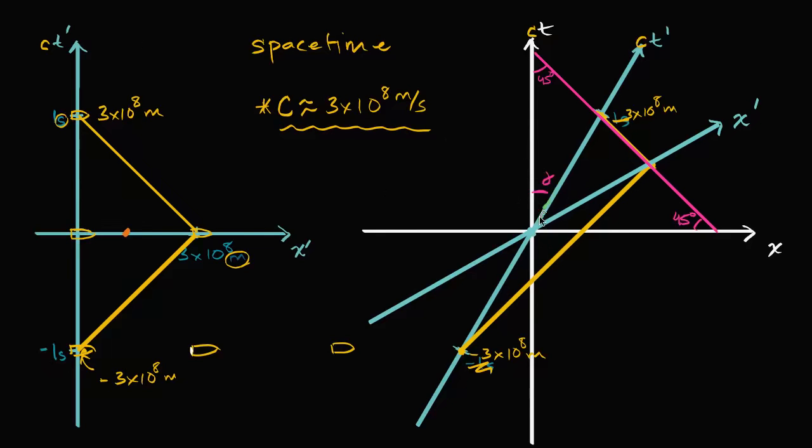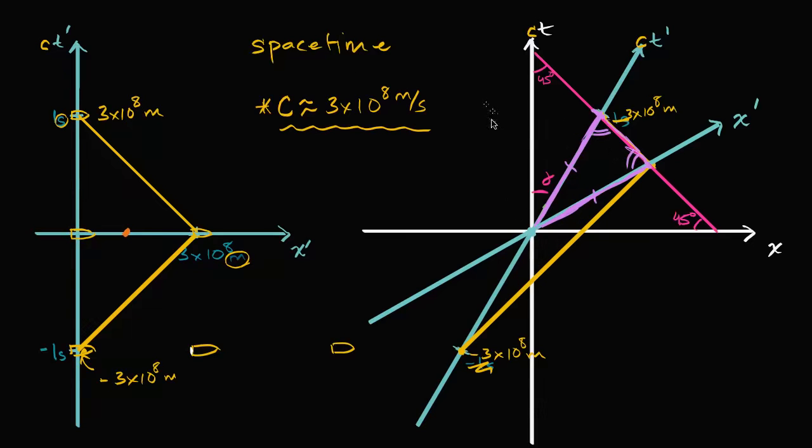We know that this purplish triangle that I'm setting up right here is an isosceles triangle. How do I know that? Well, this hash mark on the ct prime axis is 3 times 10 to the 8th meters, and this hash mark on the x prime axis is also 3 times 10 to the 8th meters. And so this side is equal to that side, and we know that the base angles of an isosceles triangle are going to be congruent. So this angle is going to be congruent to that angle.